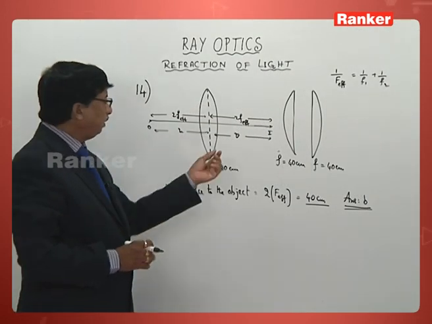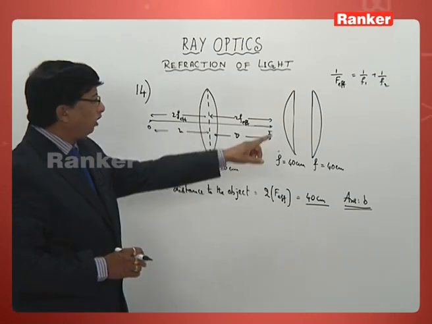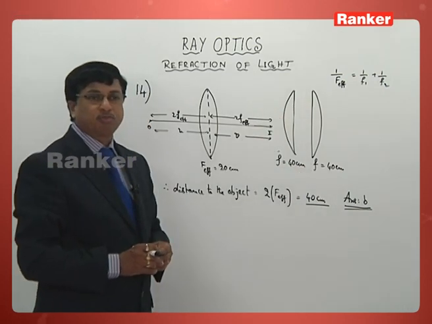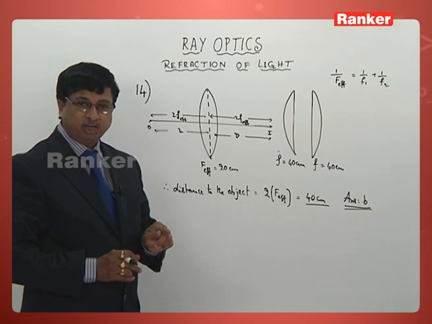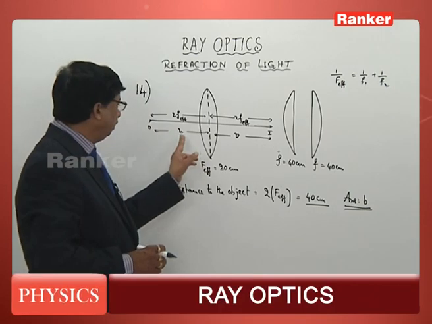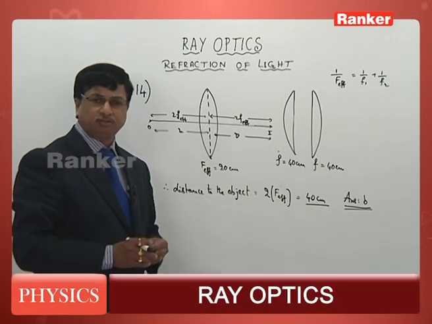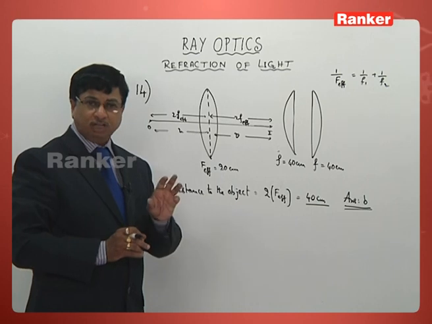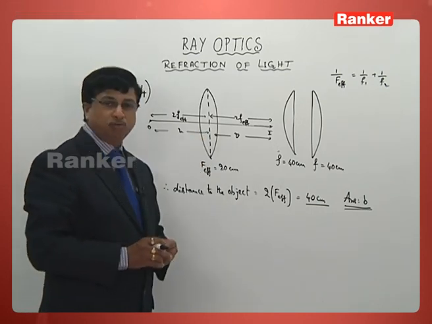Okay, by any chance if the lenses are separated by a certain distance, there is a different formula. 1 by F effective is equal to 1 by F1 plus 1 by F2 minus X by F1 F2, where X is the distance of separation between the convex lenses or concave lenses, or one convex and one concave, no problem. So these are the points you have to remember for solving this problem number 14.